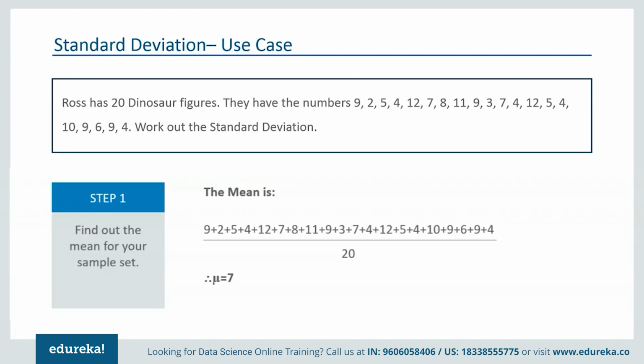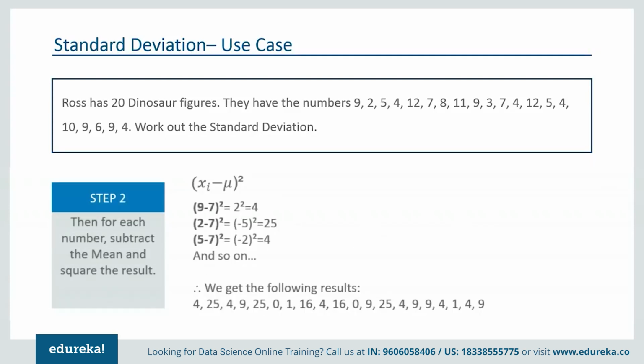So step 1 is to find out the mean. The mean here is 7. As you can see, the average of all the numbers divided by 20 is 7. Next, for each number, you have to subtract the mean and square the result. Now, why are we squaring the results? It is basically to nullify any sign difference that comes in our results.